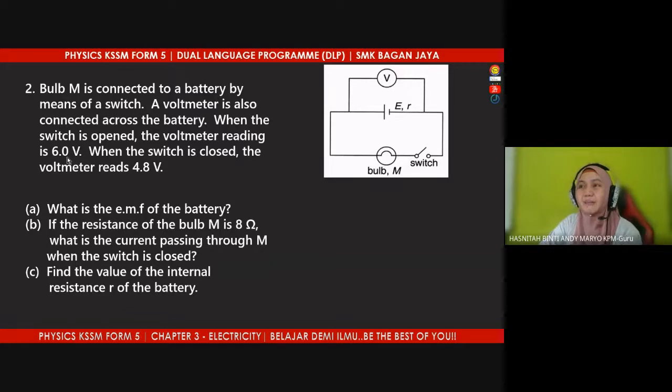Yes, EMF. So now the switch is closed, and the voltage here is 4.8 volt. What is the EMF of the battery? Ini perlu kira ke? Tak perlu kira. It's stated there. 6. Okay, 6. Tak perlu kira.